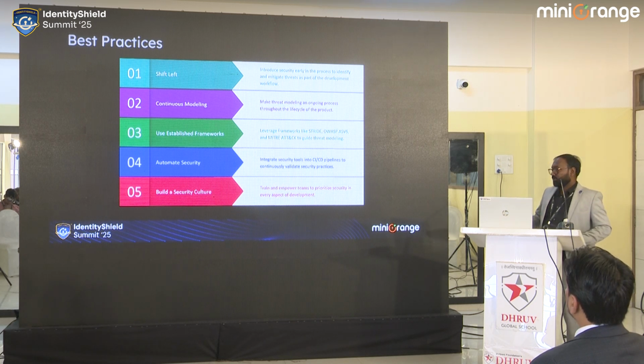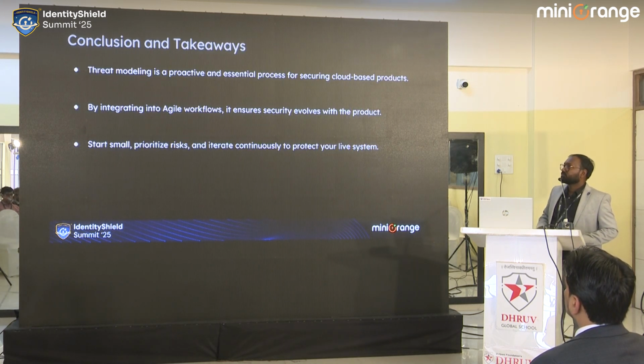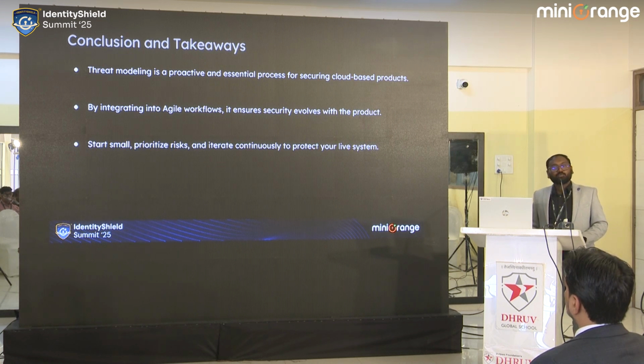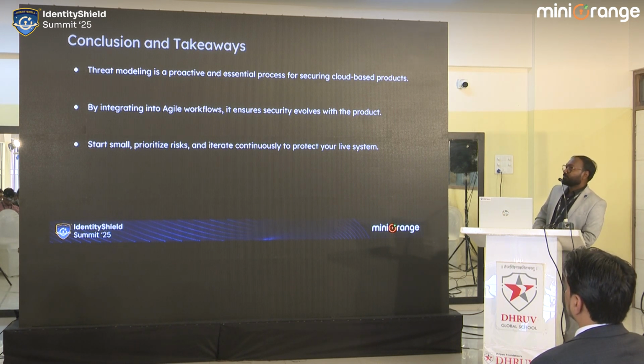Okay, I think conclusions and takeaways. Now this is more what you guys would say, what you are going to take away. I have listed three points. So threat modeling is a proactive and essential process for securing a cloud-based product. By integrating it into the agile workflow, it ensures security evolves with the product.